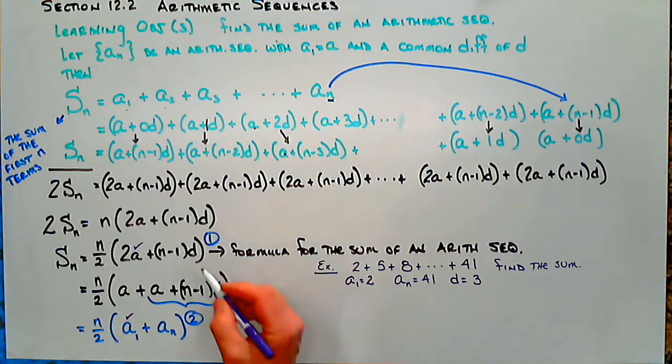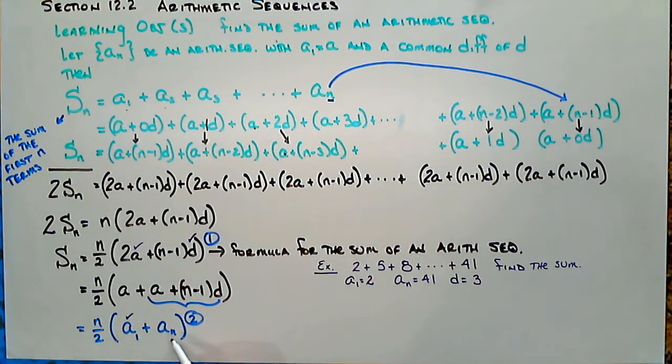Now we know our common difference is 3. In this formula, we need that. Down here, we don't. We know our last term is 41. Down here, we need that. Up here, we don't. And if you'll notice, there's one glaring hole in both of these formulas: we have no idea how many terms this is. Now, this is very typical for one of these types of problems. We don't know how many terms.